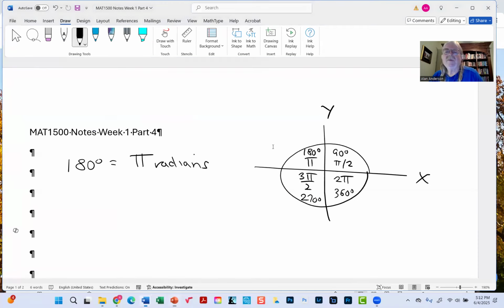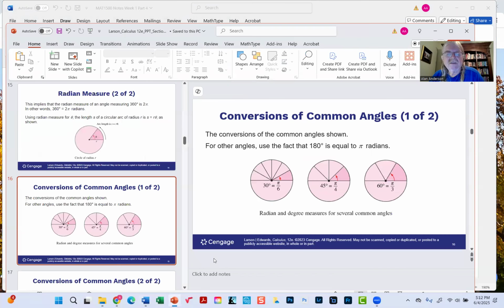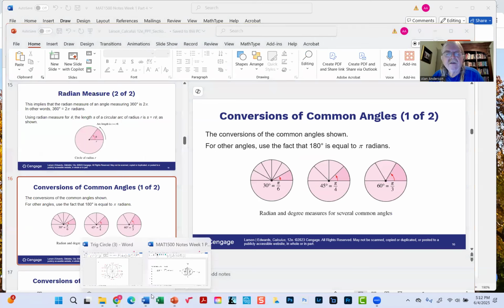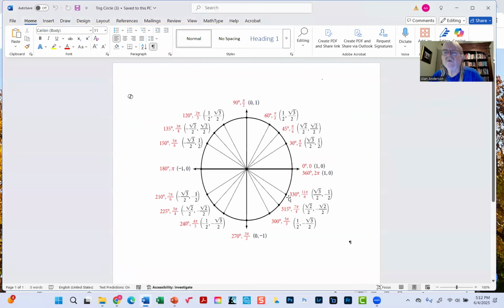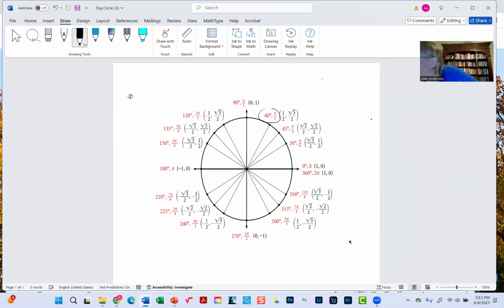Oh, and by the way, that reminds me, I did mention this in the last recording. I did post this document that will almost certainly come in handy when you're working on your assignments. You can see these are some angles, not all of them, of course. What they've done here is list both the number of degrees and the radians. For example, you can see right here that 60 degrees is the same thing as pi over 3 radians.